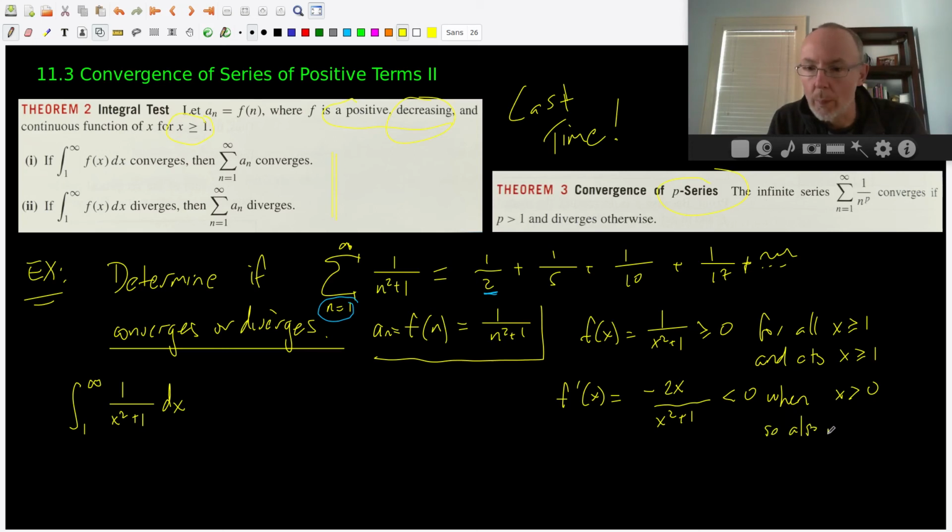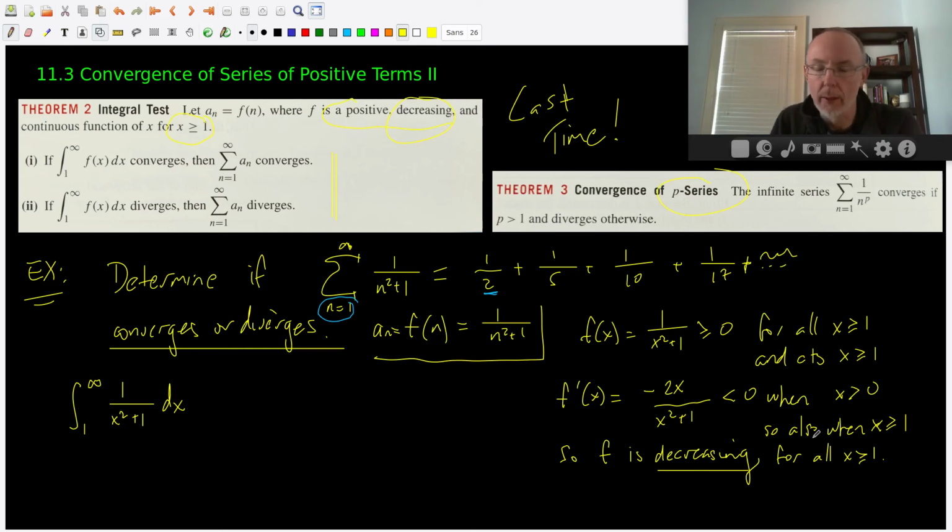But what we need is that thing to be negative, in other words, f to be decreasing when x is greater than or equal to 0. And that's, greater than or equal to 1. And that's what we got. So what that tells us is that f is decreasing for all x bigger than or equal to 1. It's also decreasing when x is greater than 0, but we don't care about those extra points.